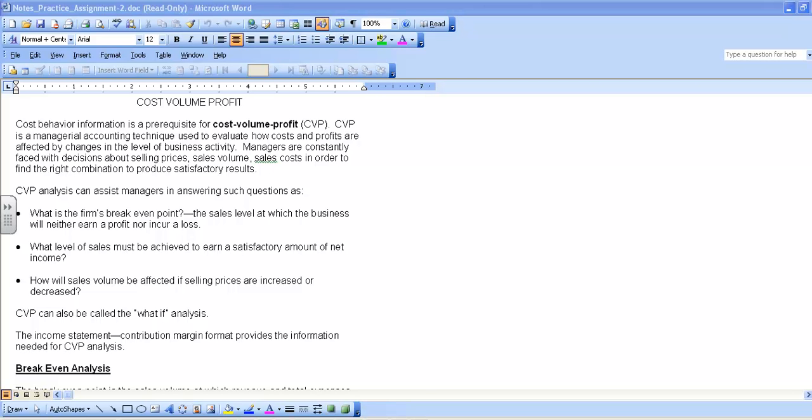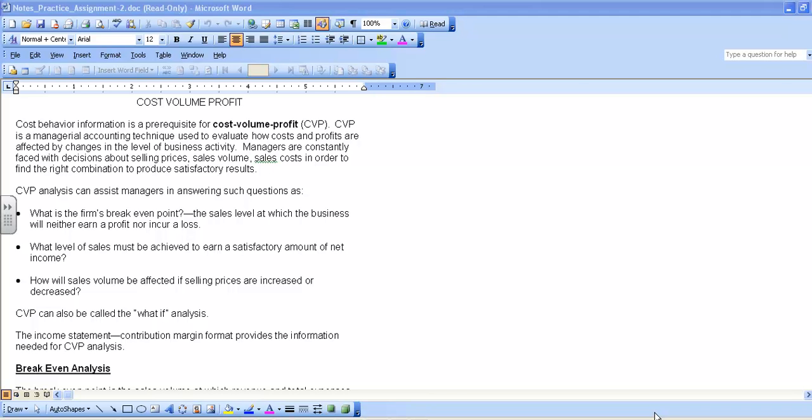Cost volume profit is a management accounting technique used to evaluate how costs and profits are affected by changes in the level of business activity. Managers are constantly faced with decisions about selling prices, sales volume, sales cost, in order to find the right combination to produce satisfactory results. We can answer questions such as, what is the firm's break-even point?